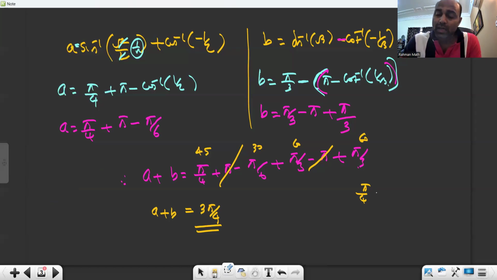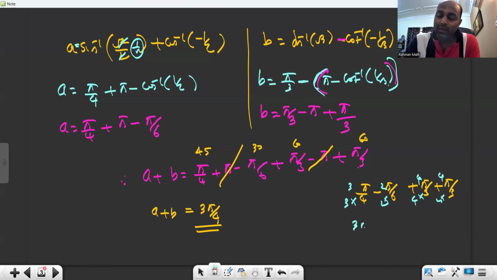So you see those who made a mistake in this calculation. Minus pi by 6 plus pi by 3 plus pi by 3. LCM is 12. So when you're taking LCM 12, here 3, here 2, here again 4. So 3 pi minus 2 pi plus 4 pi by 12. So 9 pi by 12. 9 pi by 12 is same as what? 3 pi by 4.